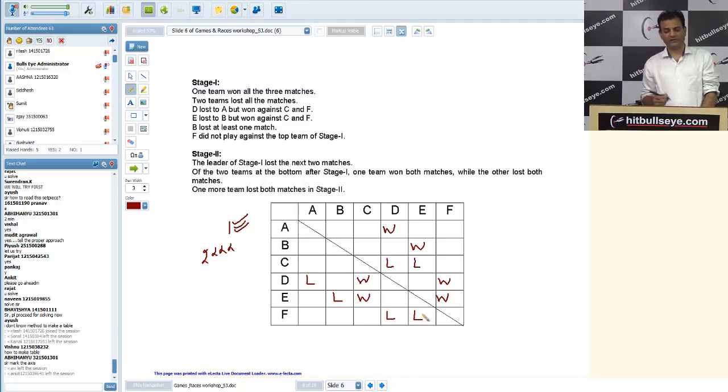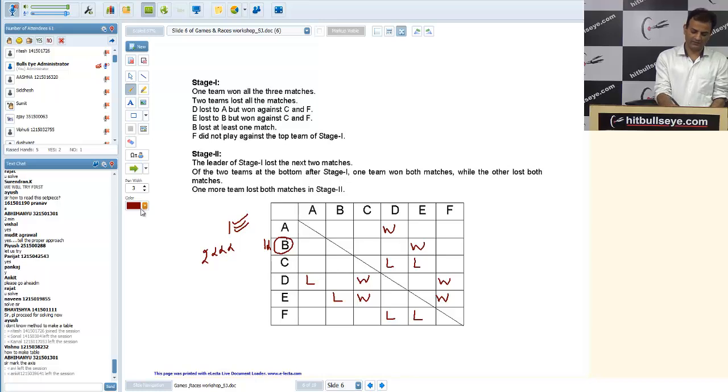B lost at least one match. Here it is given that B lost at least one match. Okay. Now here it is given F did not play against the top team of the stage 1. So which can be the top team?